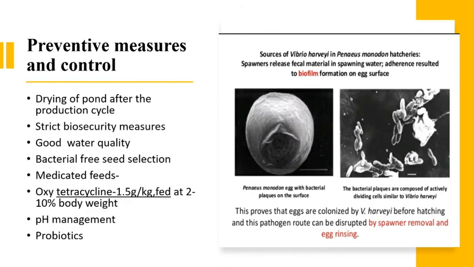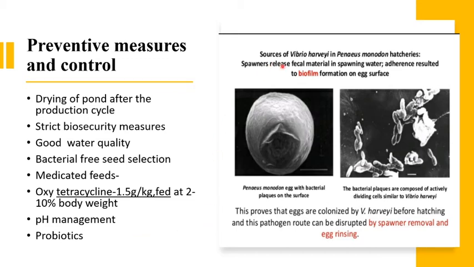So, preventive measures and control of vibriosis: drying of the pond after the production cycle, following strict biosecurity measures, using good quality water and selecting bacteria-free seed, medicated feeds like oxytetracycline 1.5 gram per kg fed at 2 to 10% of body weight, maintaining pH management of the water, and probiotics can be used to reduce vibriosis.